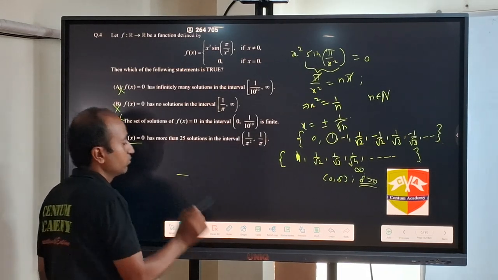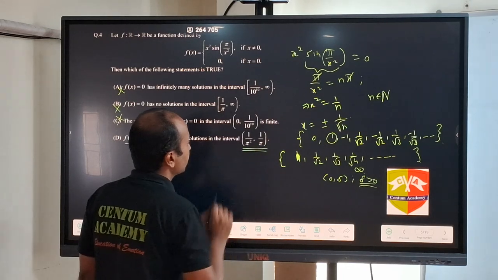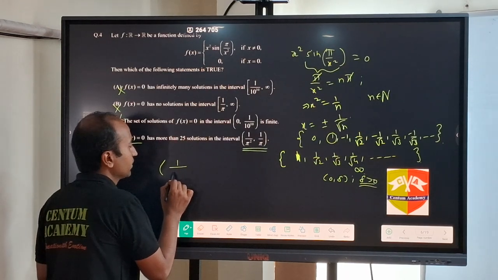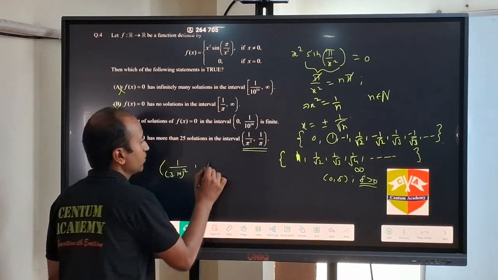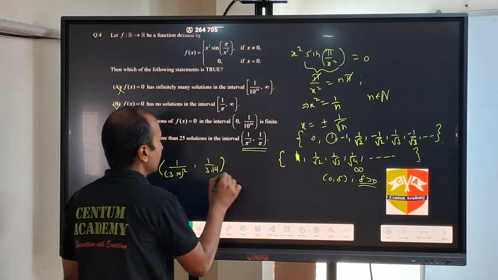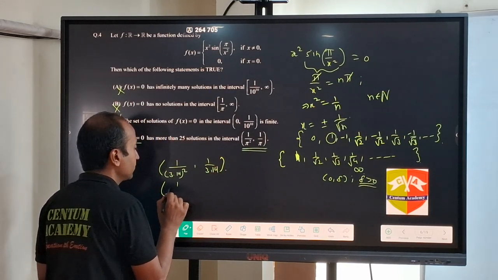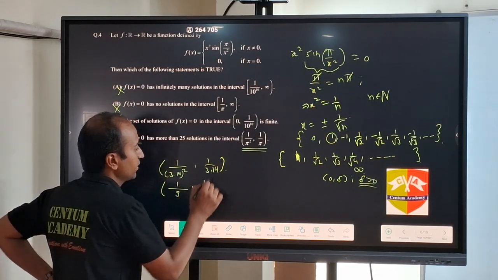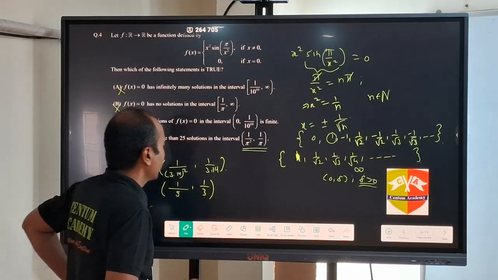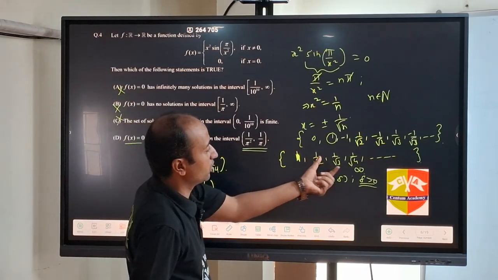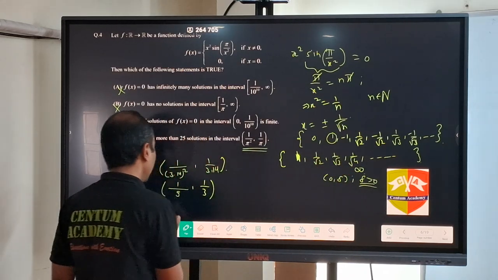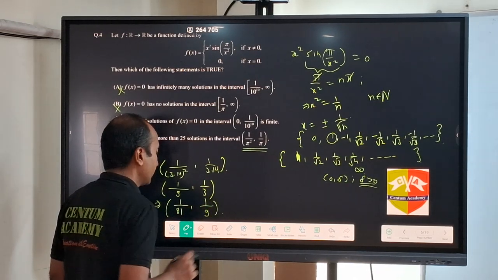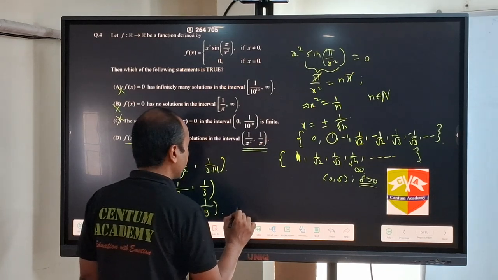f(x) equals to 0 has more than 25 solutions in the interval 1 by pi square to 1 by pi. Let me write the approximate values. 1 by pi square will be roughly 1 by 3.14 whole square, to 1 by 3.14. Just for the sake of simplicity, why don't I write it as 1 by 3 whole square, which is 9, to 1 by 3. And let me write these in terms of square root, because as you can see, all the expressions are in terms of 1 by root of an integer. 9 is square root of what number? 81. And 3 is square root of what number? 9.